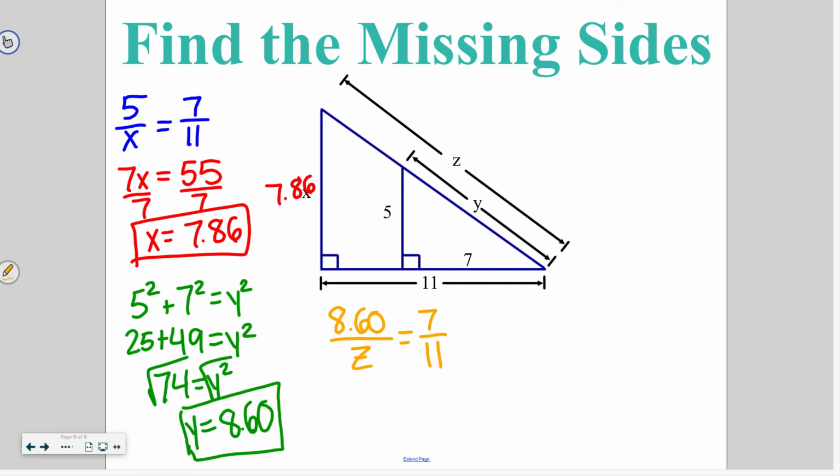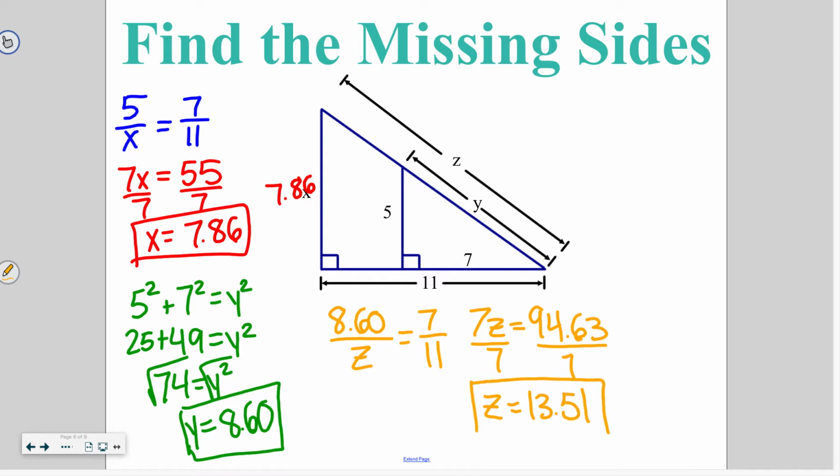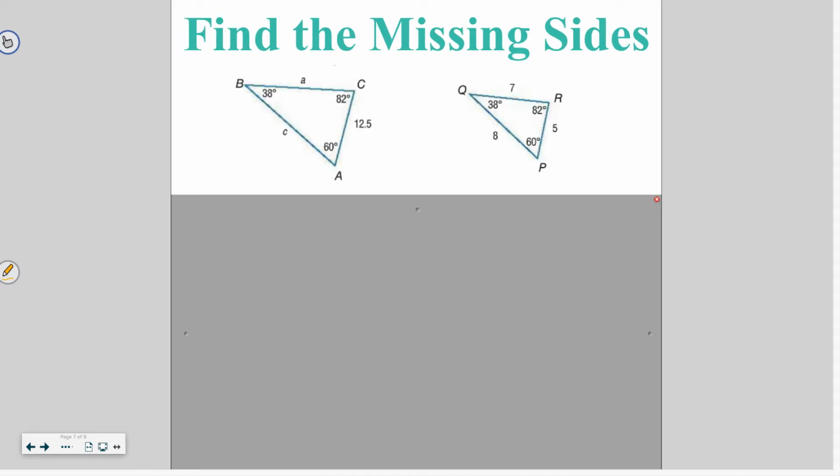Again, we can cross multiply to solve, so I get 7z is equal to 94.63. Solving that problem, dividing by 7 on both sides, I get a value of z is equal to 13.51. So again, the key thing here is to figure out where those similar sides are lying and then set up fractions or ratios to solve for those values. Go ahead and try this one on your own.